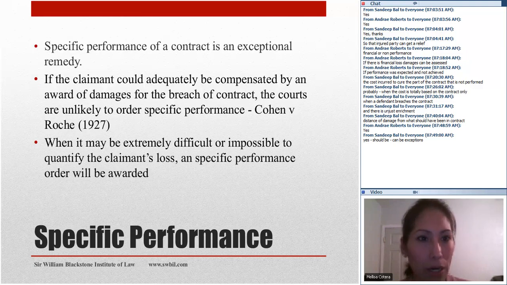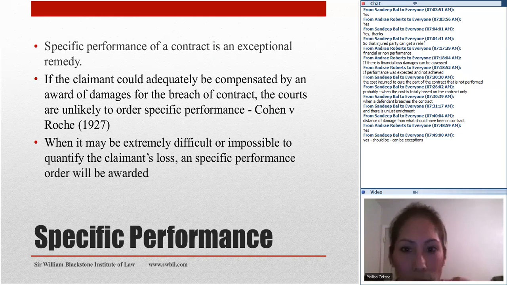An order for a specific performance of a contract is an exceptional remedy. This order is made when damages are an inadequate remedy. If the claimant could adequately be compensated by an award of damages for the breach of contract, the courts are unlikely to order a specific performance.